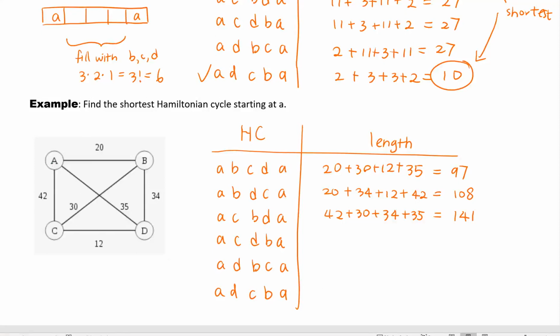Okay, next. A, C, D, B, A. Alright. Okay, so that is 42, 12, 34, 20. Actually, you can see there are 6 cycles here, and actually half of them is kind of the reverse path of the other half.